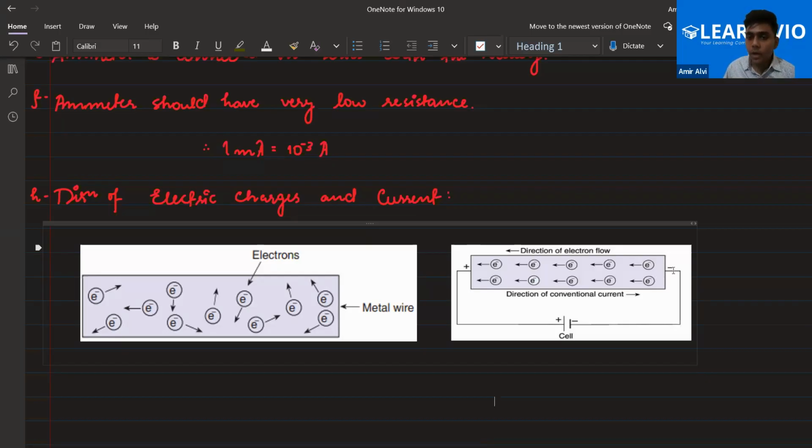Yes. Any doubt so far, Mariam and Zainab? Sir, there is something called conventional current below it. Yes, yes, yes. I'll tell you conventional current. I'm just telling you right now the direction of electrons. Okay. Clear, Mariam and Zainab, sorry.